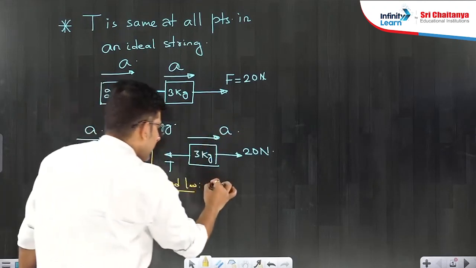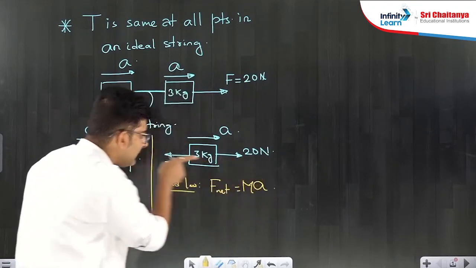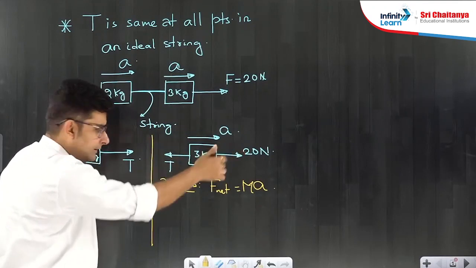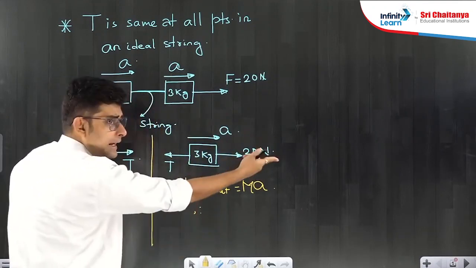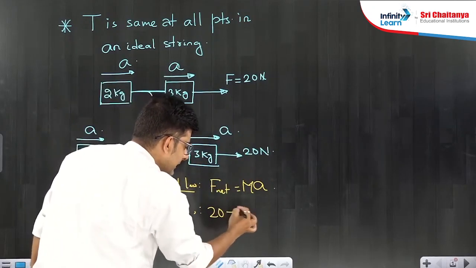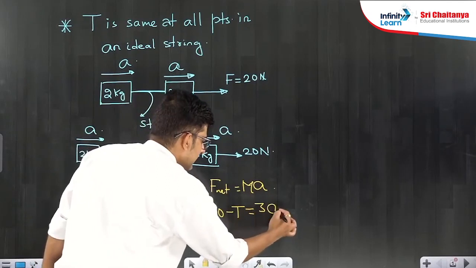Towards right. I will use net force is equal to mass into acceleration. See the direction of acceleration, it is towards right, so net force should also be towards right. What is the net force towards right? 20 right, T left. So net force, can I write 20 minus T? And this will be equal to mass 3 kg, acceleration a.